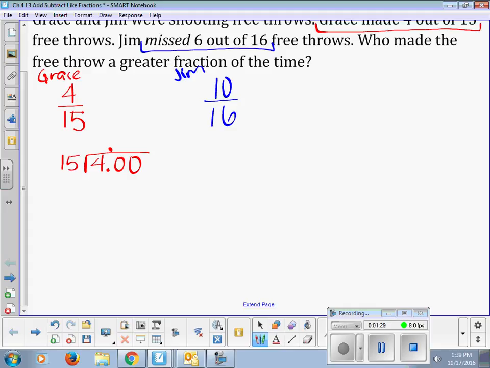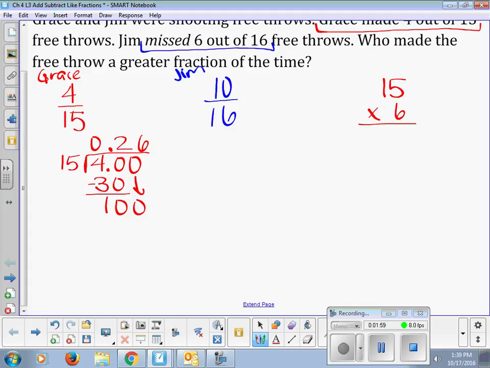Now, if we look at this, can 15 go into 4? No. Can 15 go into 40? Yep. How many times? Twice. What's 2 times 15? 30. When we subtract, we get 10 and we bring down a 0. How many times can 15 go into 100? 6. And what's 6 times 15?